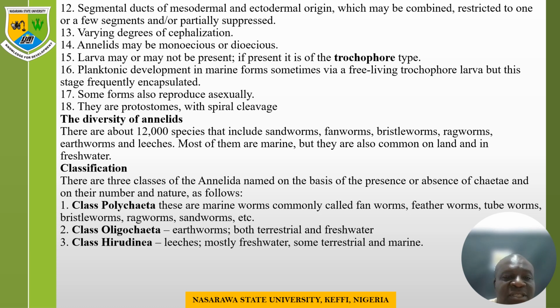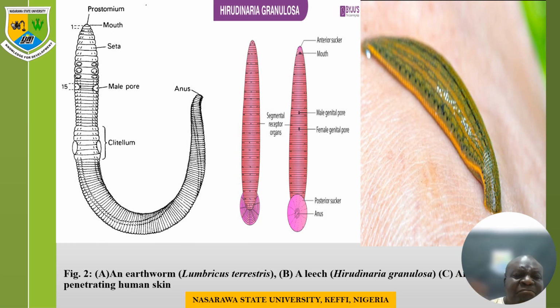And this Oligochaeta, the earthworms, there are so many species of them. As we go further, we'll see them. And also the members in the class Hirudinea, the leeches, are mostly freshwater. Some are terrestrial and marine in nature. And this is the reason why they are placed or classified in this order.